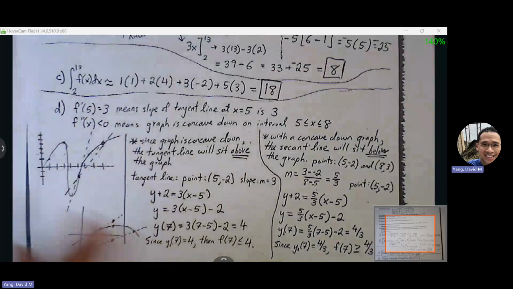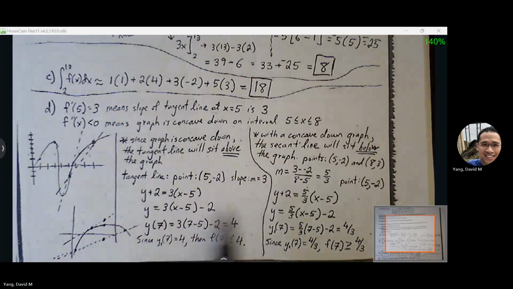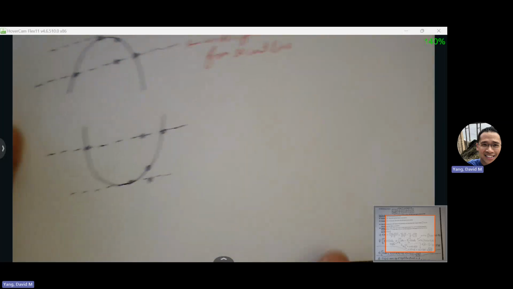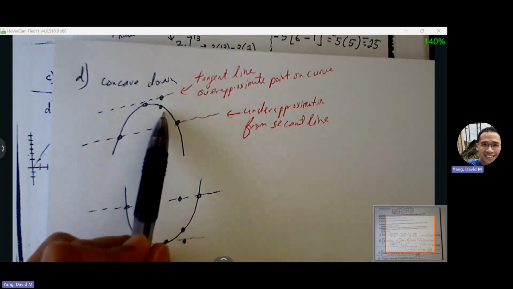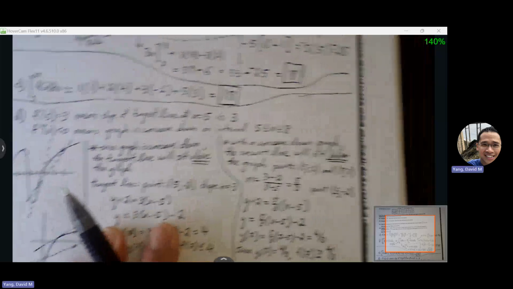So for the tangent line, we take our ordered pair, we take our slope, we do point slope form, and then we plug in, in this case it's not a decimal value, it's 7. So we plug in 7, and we get 4. And we know that 4 is going to be clearly greater than the actual value on the curve. So that's the conclusion that we can make.